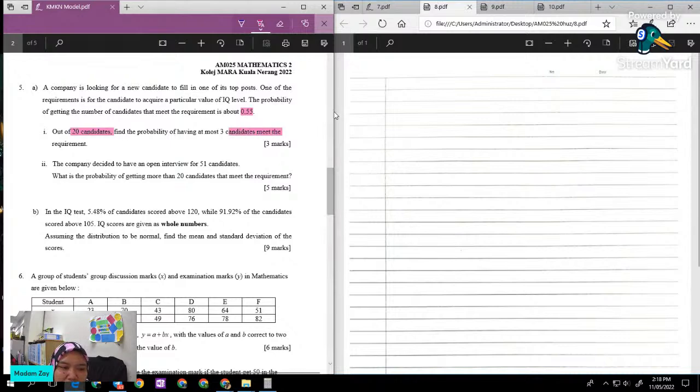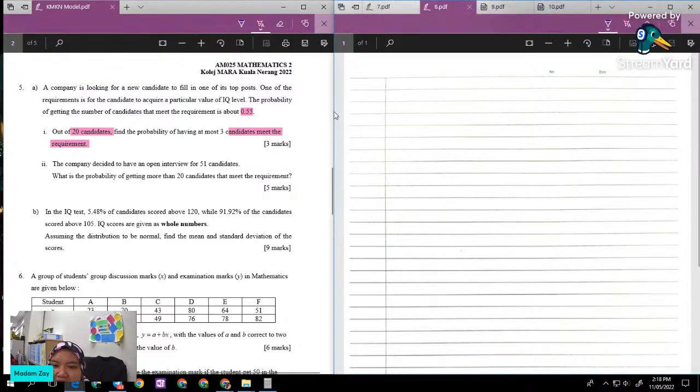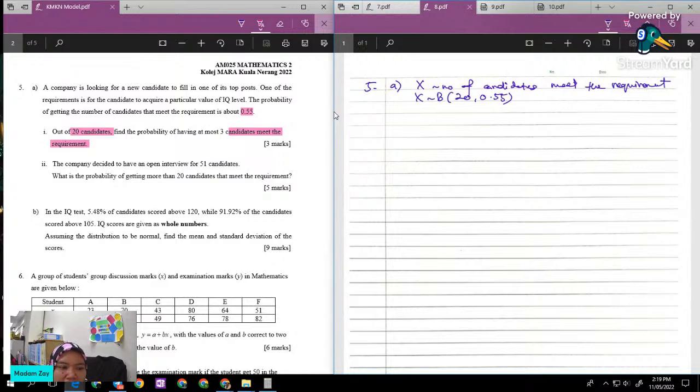So, it's talking about candidates who meet the requirement. So, we can write down our X is the number of candidates meet the requirement. Okay, so X follows binomial with parameters 20 and 0.55. This is for question number 1 lah. Okay, so out of 20. So dia kata find probability of having at most. So at most tu paling banyak 3. So dia mesti 3 atau kurang. So it should be probability of X less than or equal to 3.